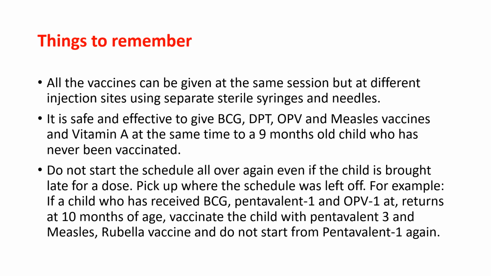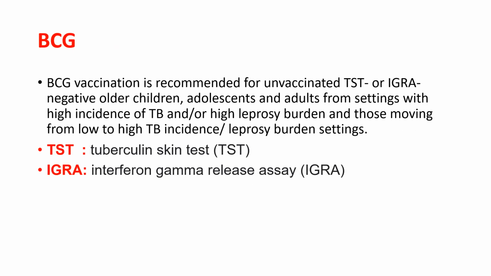For example, if the child has received BCG, pentavalent 1 and OPV1, returns at 10 months of age, and received pentavalent 2 and OPV2, but after that missed the pentavalent 3 and all. So do what? You vaccinate the child with pentavalent 3 and measles, rubella, and do not start from pentavalent 1 once again. Now let me give you the dictum regarding each of the vaccines once again.